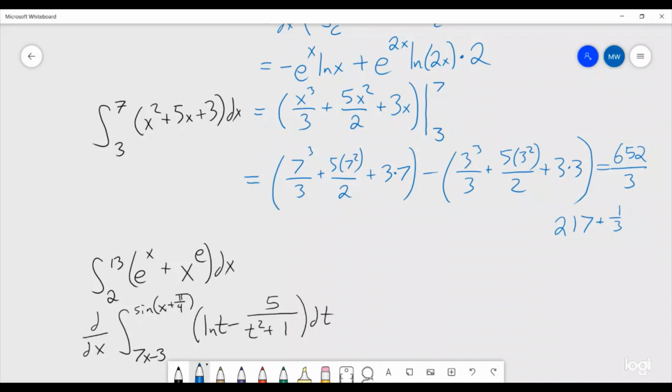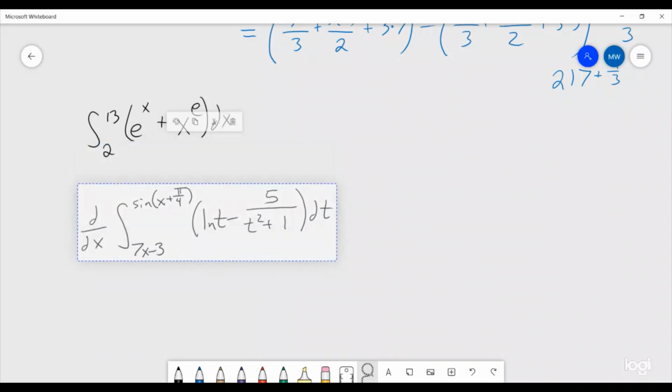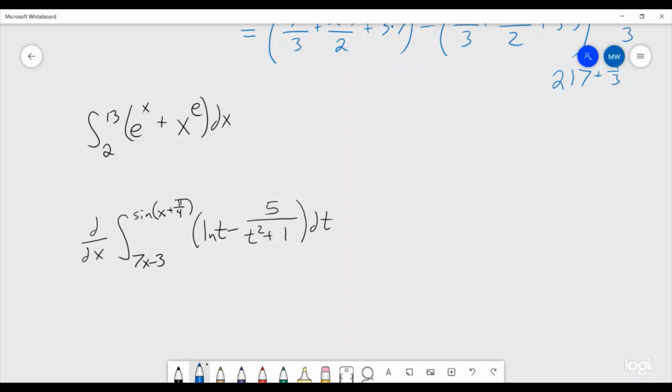Now how about this next one? How would we do this? Well, this next one's the same process, it's just a different function. So we still need to find an antiderivative. Well, the antiderivative of e to the x is just e to the x. The antiderivative of x to the e is x to the e plus 1 divided by e plus 1. And we evaluate this between 2 and 13.